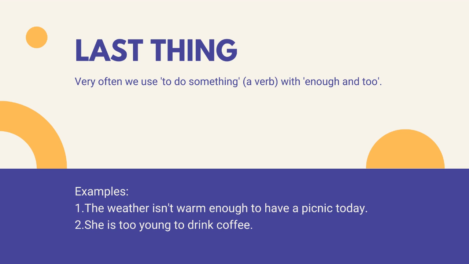Look at the second example. She is too young to drink coffee. If I just say, she is too young, the person won't know what I'm talking about. Too young for what? Too young to do what? So I say, she's too young to drink coffee. So I hope those things to note have made everything much clearer and developed your understanding of enough and to.